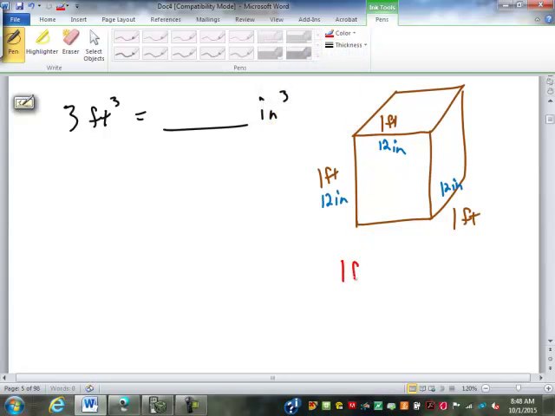So 1 cubic foot, cubic, not squared. So 1 foot cubed, 1 foot by 1 foot by 1 foot is 12 by 12 by 12, or 1,728 inches cubed, or cubic inches. Did you see where that came from?